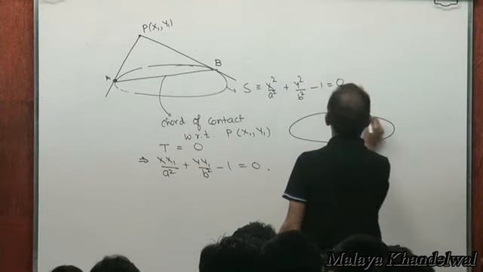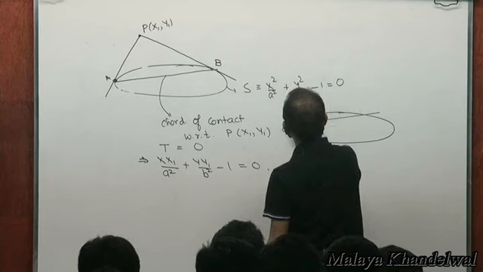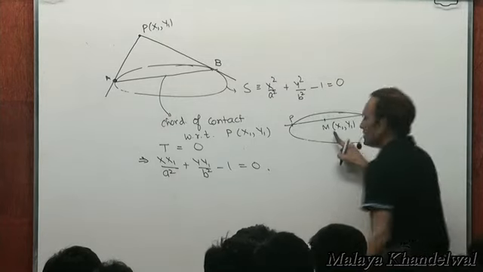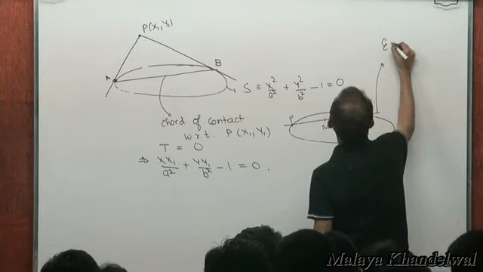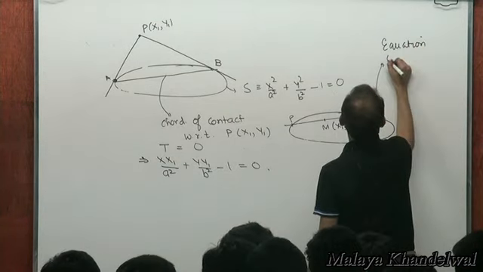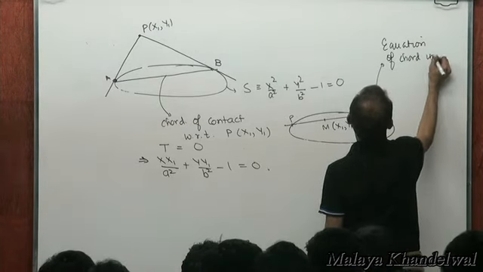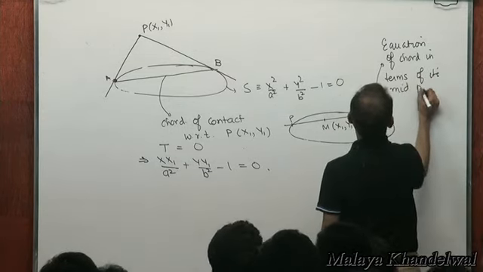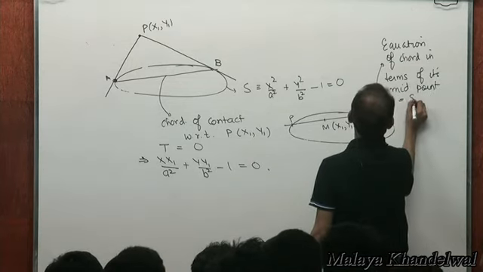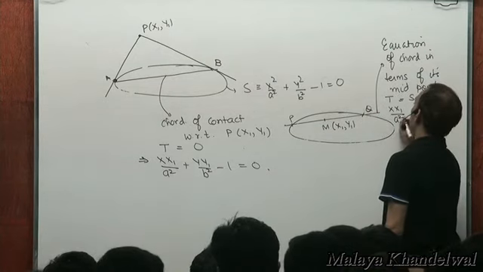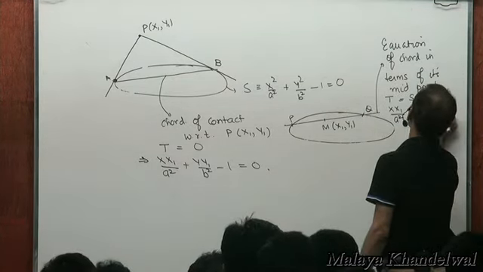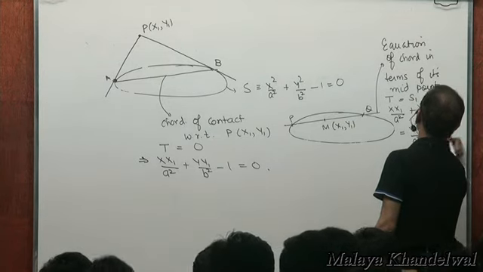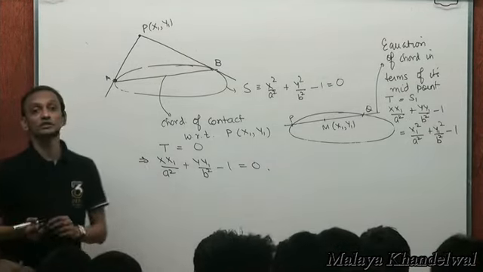Again, if this is a chord PQ and if the midpoint of this chord is (x1, y1), then the equation of the chord in terms of its midpoint is given by T equal to S1. T means xx1 by a squared plus yy1 by b squared minus 1. What's S1? x1 squared by a squared plus y1 squared by b squared minus 1. T equal to S1 would be the equation of the chord in terms of its midpoint.